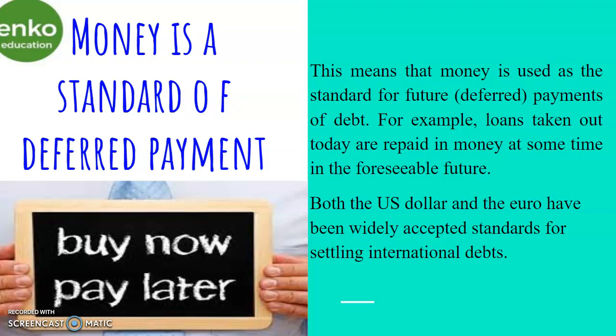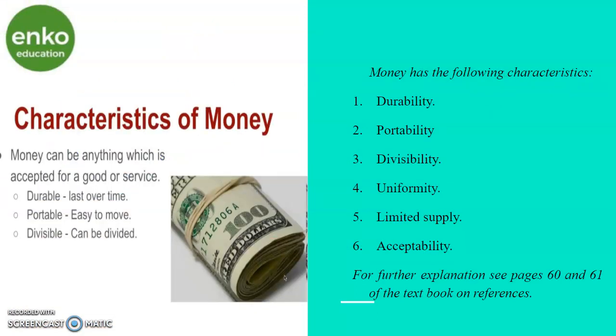Money is a standard of deferred payments. What does this mean? As you can see in the image, buy now and pay later. This means money is used as a standard for future payments of debt. For example, loans taken today are repaid in money at some time in the foreseeable future. The US dollar and the euro have been widely accepted as standards of international debt.